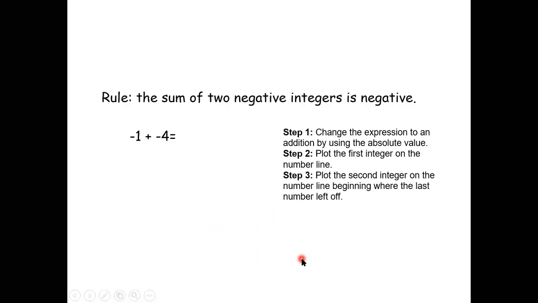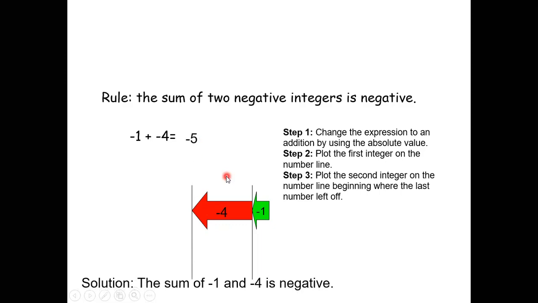Next we want to find -1 plus -4. We know the sum of two negative integers is negative, right? First move 1 place to the left. After that move 4 places to the left. So what is the answer here? -1 plus -4 is also negative. -1 plus -4 is -5. So the sum of two negative integers is always negative.